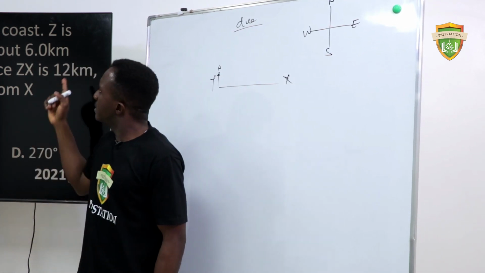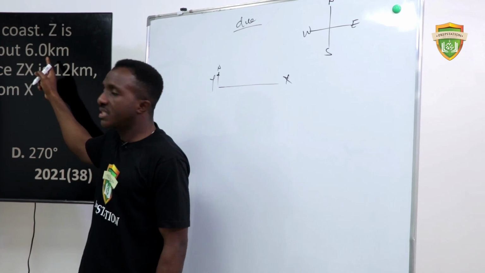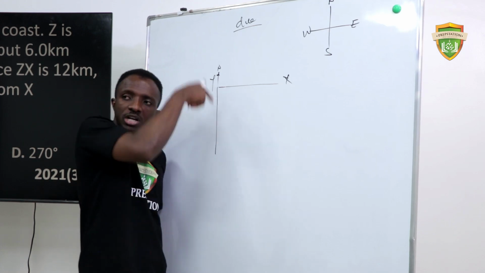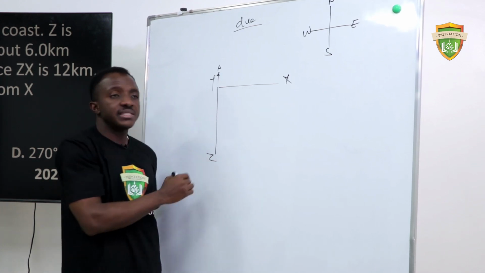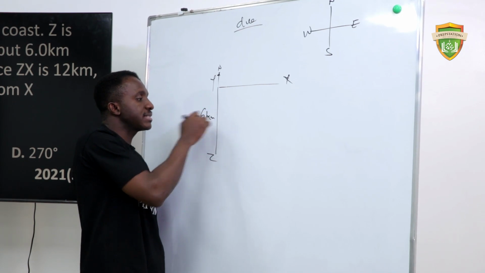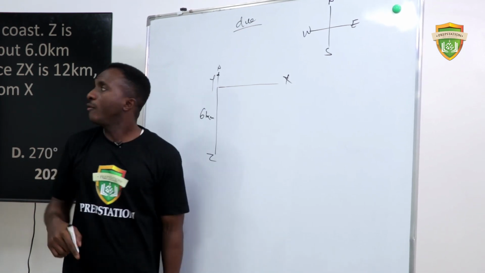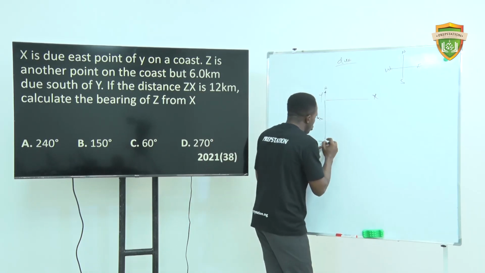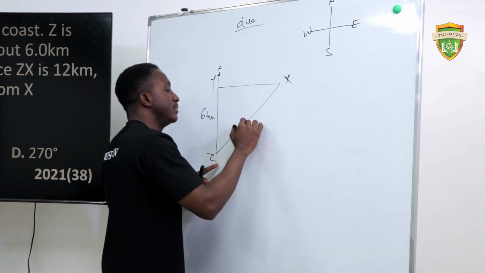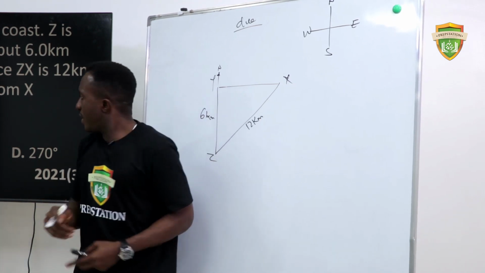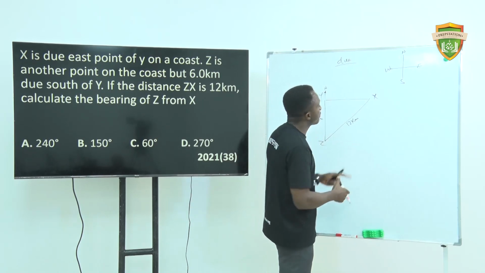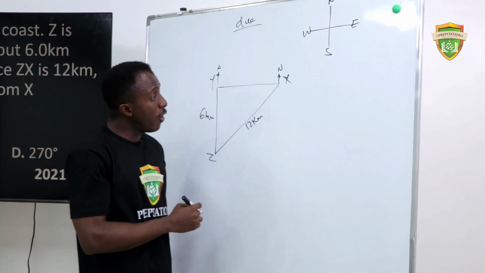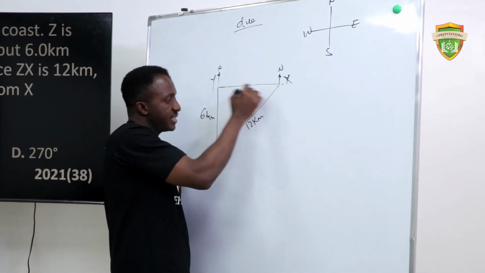Now the next line says z is another point on the coast, but it is 6 kilometers due south of y. Due south is a straight line that goes south. So this is z, 6 kilometers due south of y. Next it says if the distance zx is 12 kilometers, so you join x to z, 12 kilometers. Question is, calculate the bearing of z from x. Now, this is east, this is south.